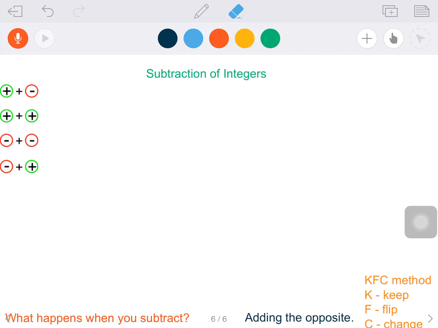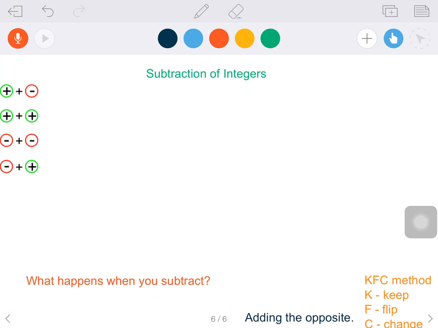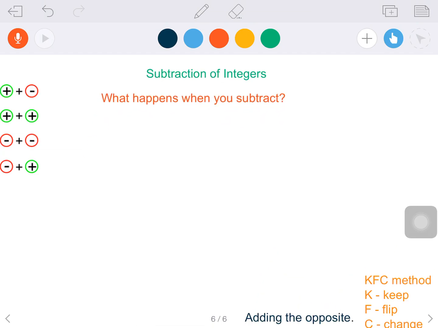Okay, so welcome to Subtraction of Integers. The first question that we are supposed to answer for this session is, what happens when you subtract? When you subtract integers, the process is actually very simple. You're actually adding the opposite.